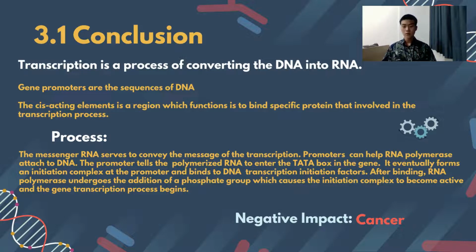And if there's an error or abnormality in the promoter gene, this can cause negative impact in the body, because one mistake in the entire genetic coding process can cause different proteins to be produced which can initiate disease in the body. For example, is cancer.